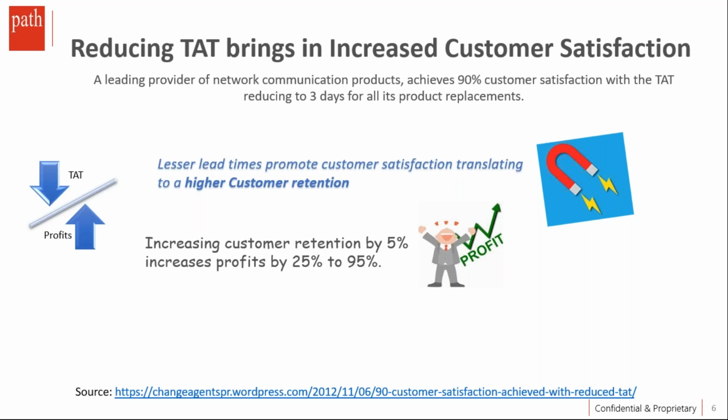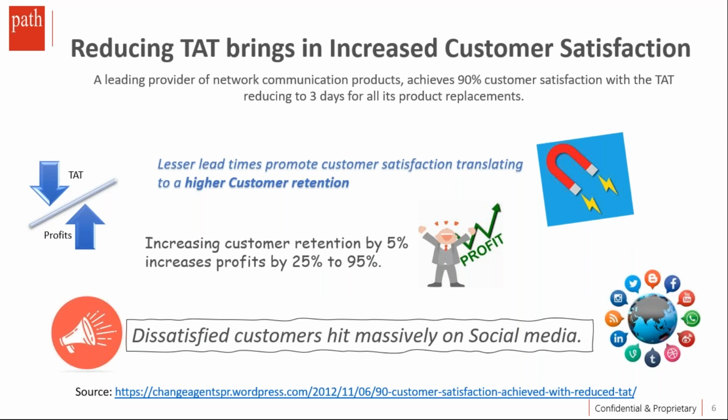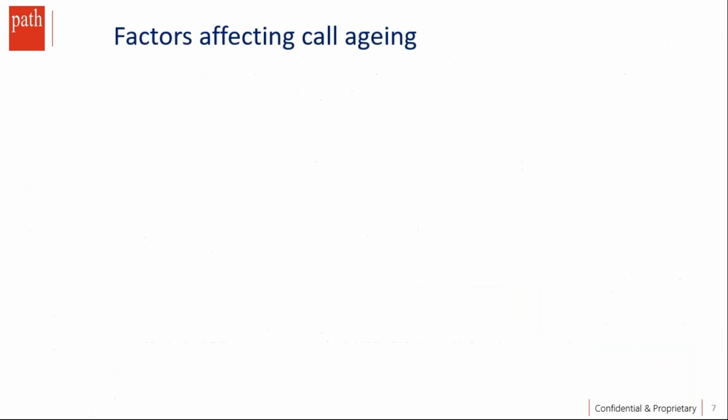And that's not all. It is not only the profit which matters. Any dissatisfied customer in the ecosystem hits massively on social media. Everybody today is connected on social media. So even a single bad remark hits massively on social media, be it LinkedIn, Facebook, YouTube, or any other place. This deteriorates your brand value. So this also should be kept in mind while servicing the customer.